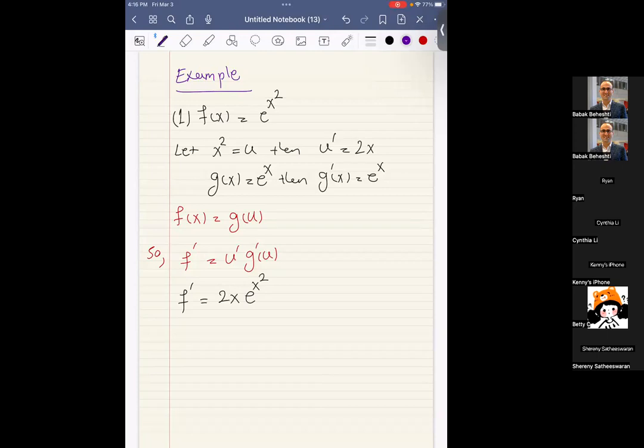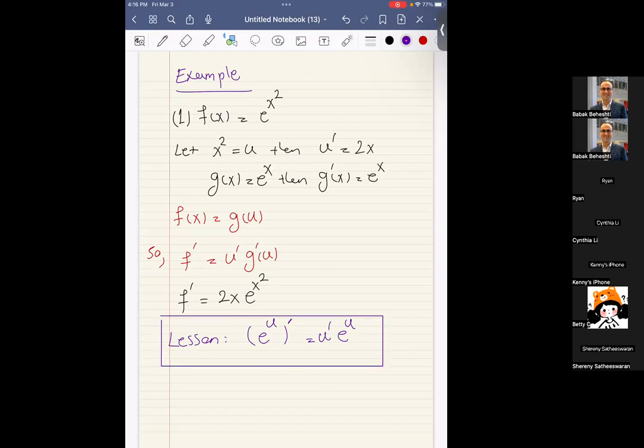And here is an important lesson, actually. A lesson is that, in general, the derivative of e to the power u for any u. Here u is x squared, but it could be the square root of x, or it could be x cubed, or cosine x. So for any function u, the derivative of e to the power u is just u prime times e to the power u.